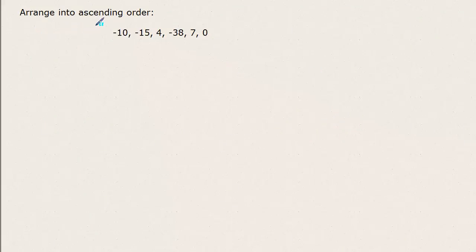Arrange into ascending order. Ascending means smallest to largest. Remember, descending means the opposite, but ascending, small to large. Now we could use a number line to help us with this.